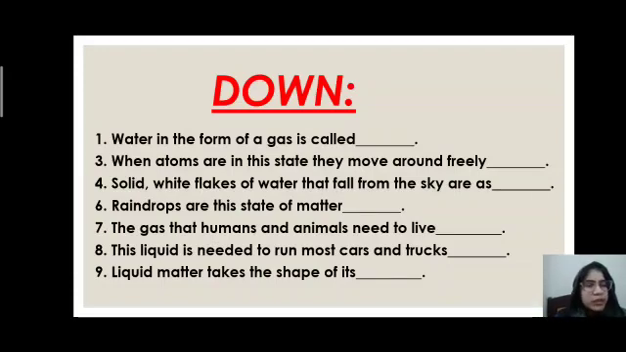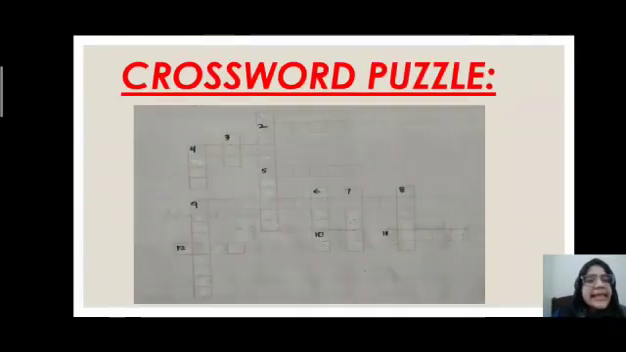As I have told you that liquid does not have a definite shape, but it has a definite volume. As liquid does not have a definite shape, so whenever we put the liquid in any container or in anything, the liquid takes the shape of that thing. So you have to write down the liquid matter takes the shape of its. You all know the answer. Write down that answer.